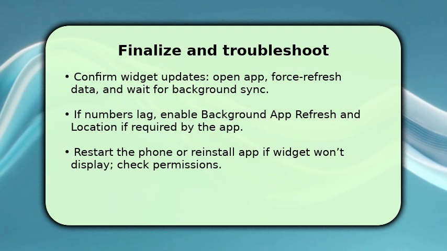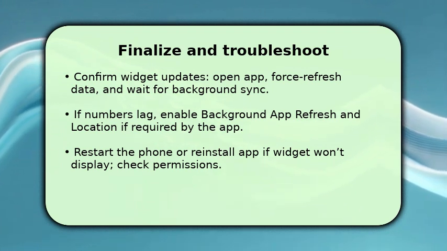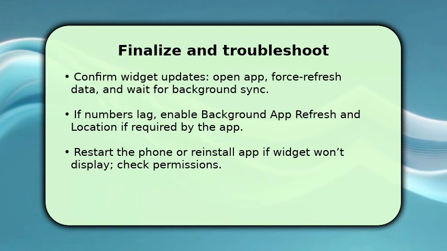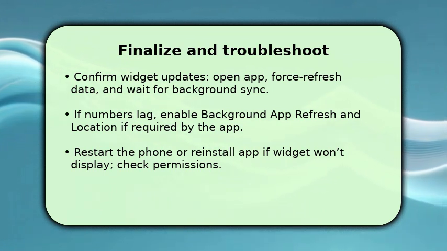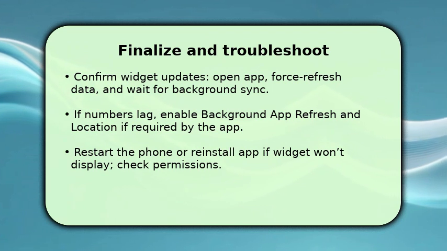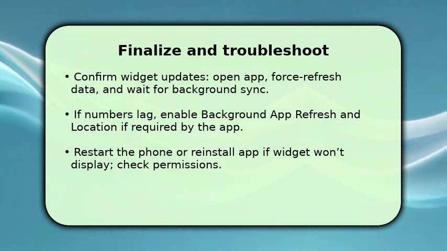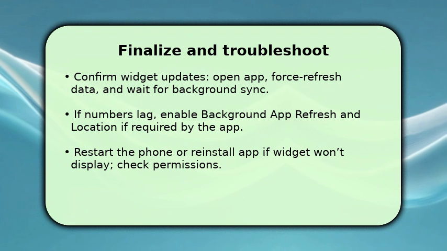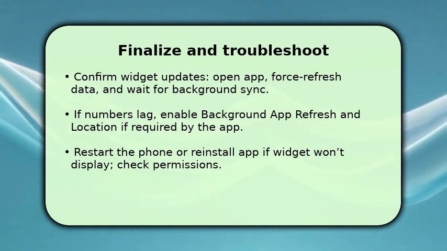Some apps use a local VPN or location permission to track usage reliably. If the widget fails to display, restart your iPhone, re-add the widget, or reinstall the app. Make sure the billing cycle and reset date match between settings and the app to avoid mismatched totals.